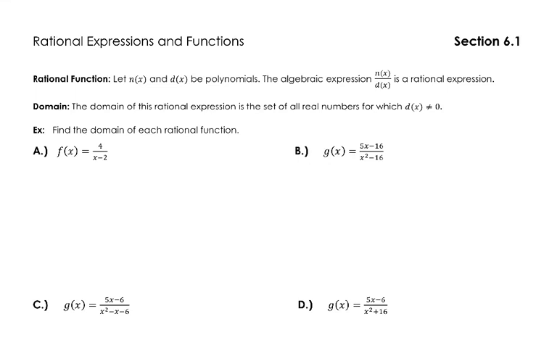In Chapter 5, we focus mostly on polynomial functions. In Chapter 6, we're going to focus on rational functions. Rational functions are made up of polynomials, one on the numerator and one on the denominator, both of the same variable. When you're asked to find the domain of a rational expression or a rational function, you want to remember that you're dealing with a fraction.